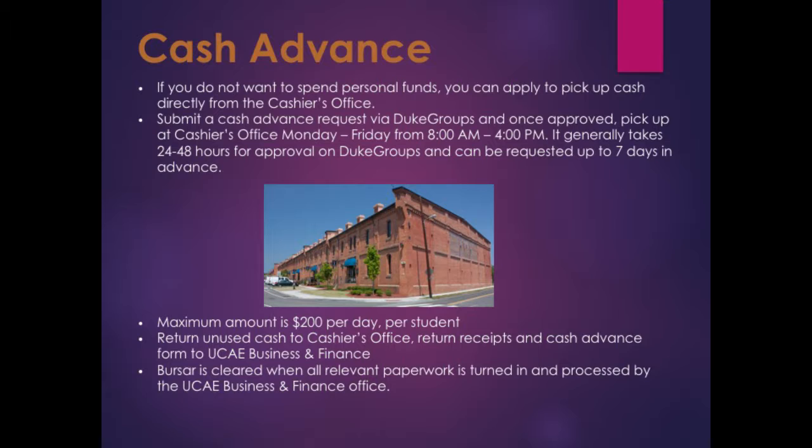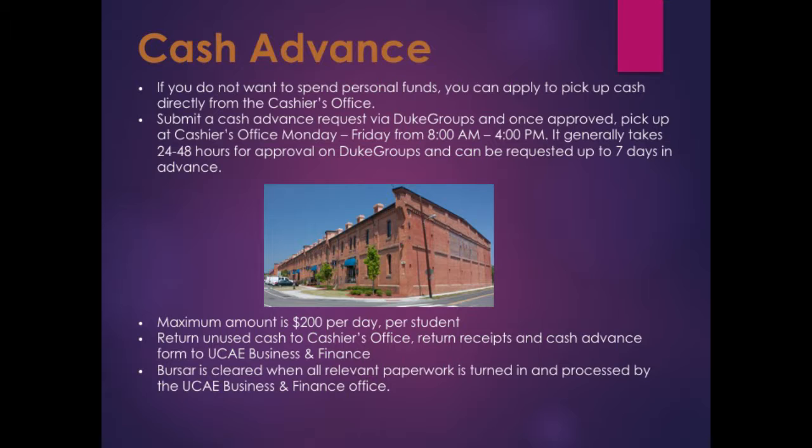Once the advance is approved, the student that the advance was for can go to the cashier's office located at Smith Warehouse to pick up the cash advance. The cashier's office hours are Monday through Friday, 8 a.m. to 4 p.m. Please note a hold will be placed on the student's Bursar account until the receipts are submitted to the UCAE Business and Finance Office attached to a cash advance receipt form.